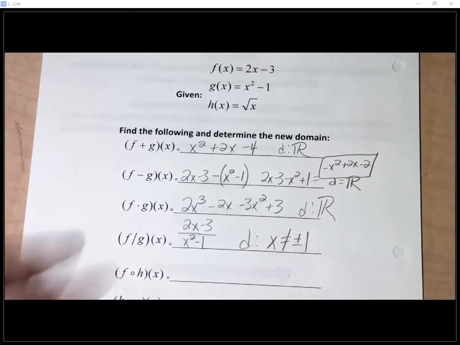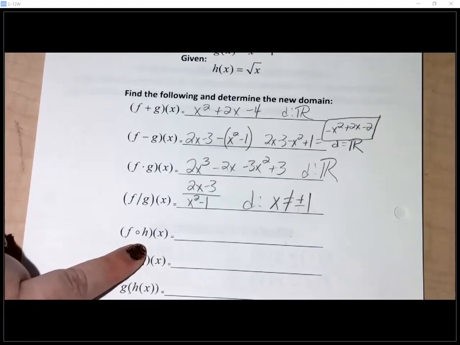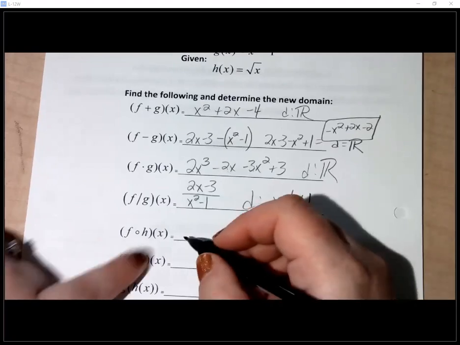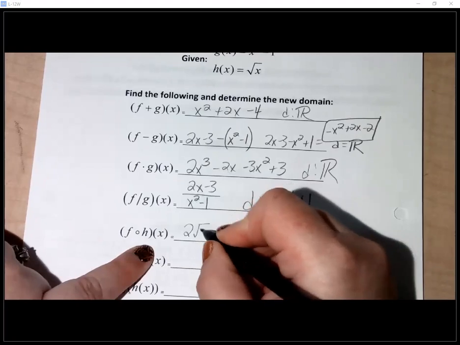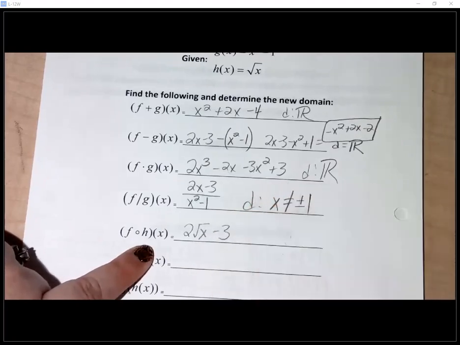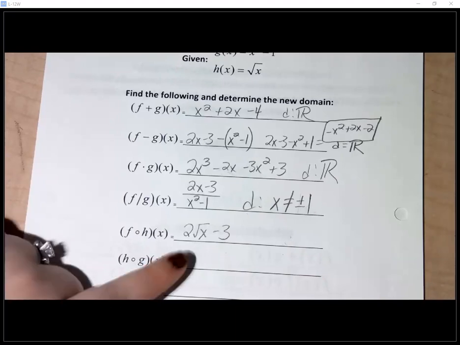All right, now we're doing our composition of functions down here. For this one, I'm going to take h and put it into the f. So take the h, put it into the f. That'll be 2 square root of x minus 3. So far, so good? What you need to consider is the domain of which function, f or h? Which one do I care about? Jake? h. I care about h and I care about the domain of the final, this combined one.